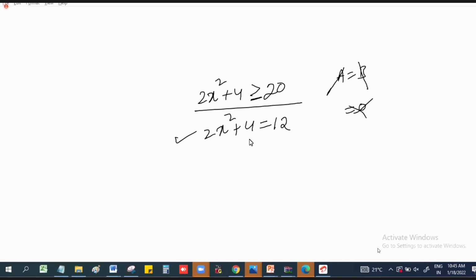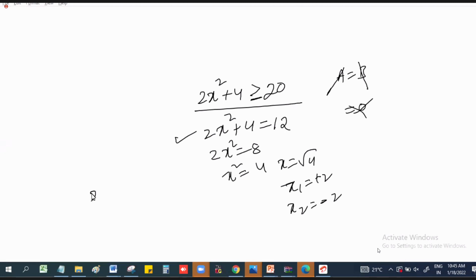Can you please tell me what is the x value from this? My job is to do it. People who wrote 2, they are absolutely wrong. The answer is plus or minus 2. 2x square plus 4 equals 12. So the whole point is this: can I say 2x square is equal to 8? Then x square is equal to what? 4. Then x1 is equal to plus 2 and x2 is equal to minus 2.